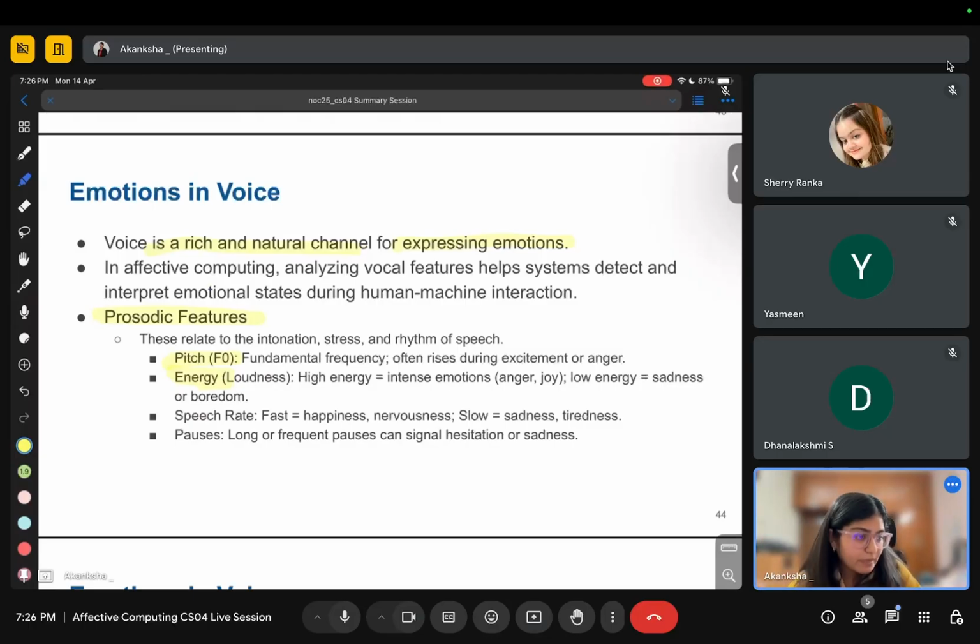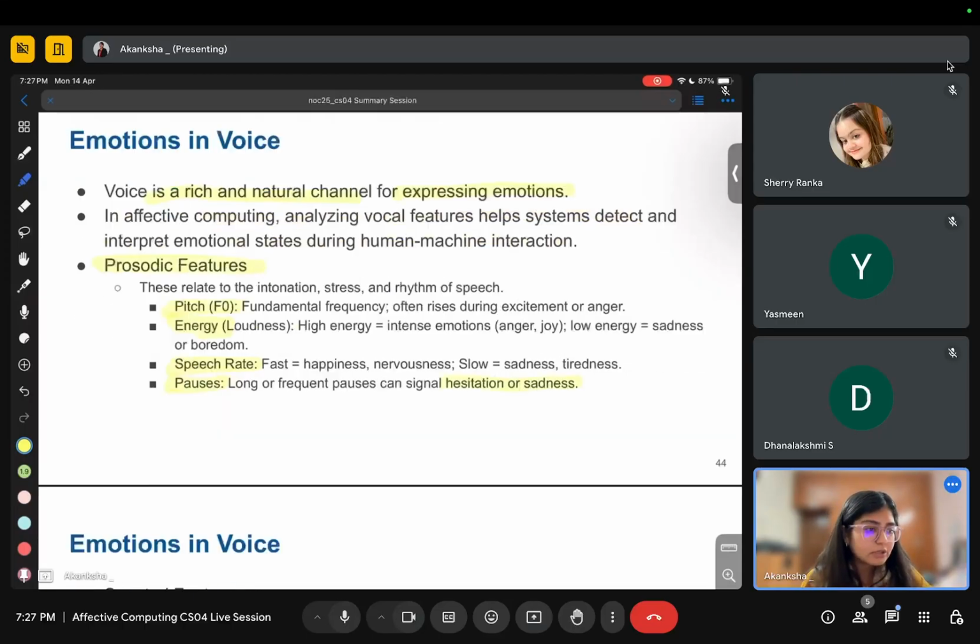Speech rate: usually we tend to speak very fast when we're excited about something, but when you are low then you also get slow. Then pauses: when you're excited you take fewer pauses, but when you are sad or in a more relaxed state you take longer and more pauses. It can signal that there is some kind of hesitation or sadness going on. So these are some features.